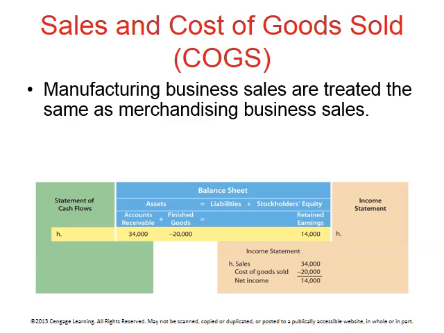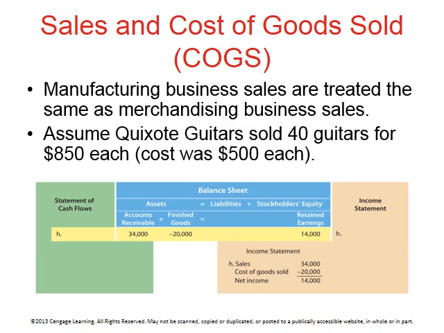In manufacturing, when you actually sell something, it's treated like merchandise. So say we sold $34,000 of guitars on account. We increase our accounts receivable by $34,000, and the value of those guitars on our finished goods inventory was $20,000. So we reduce our finished goods inventory by $20,000.